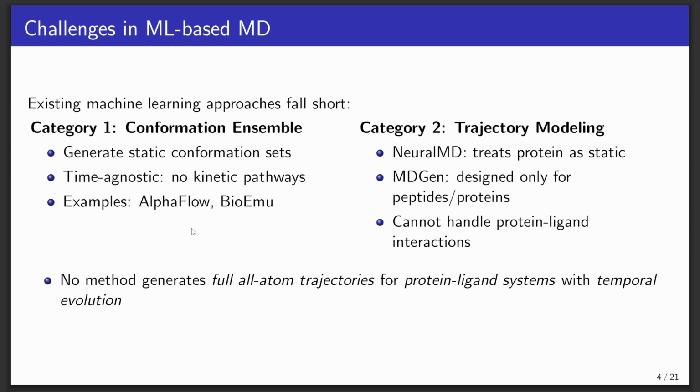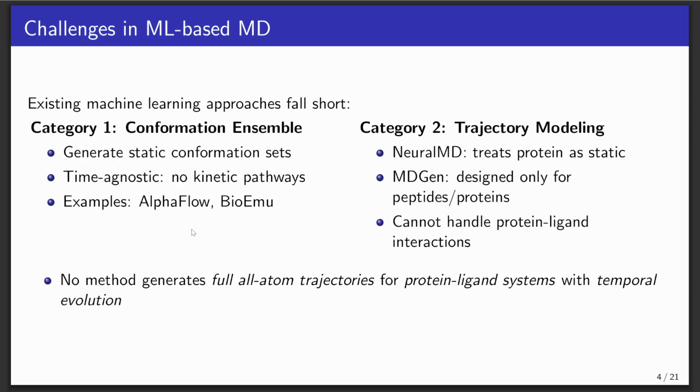But there are also some challenges in ML-based molecular dynamics. The first category of ML-MD is to generate the conformation ensemble directly. It is static, so it is time agnostic. We cannot get kinetic pathways from the conformation ensemble. Examples of this category include AlphaFlow and BioEmu.